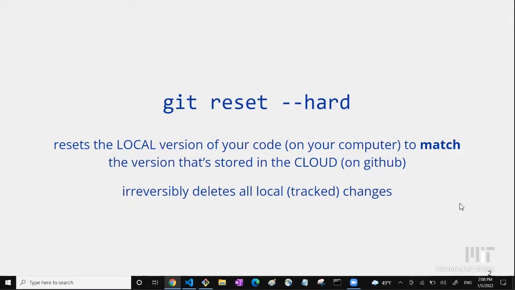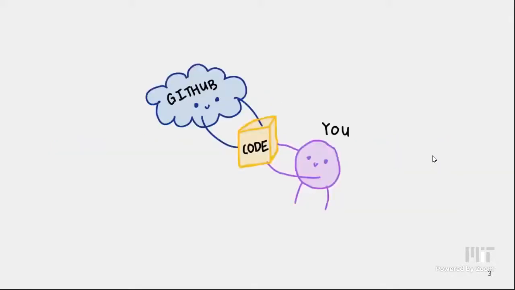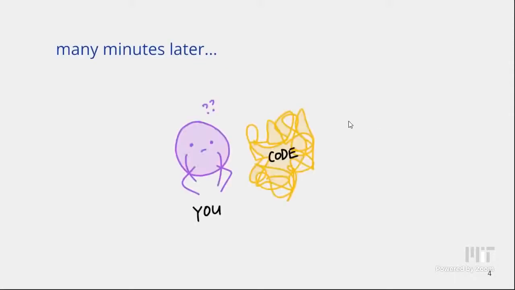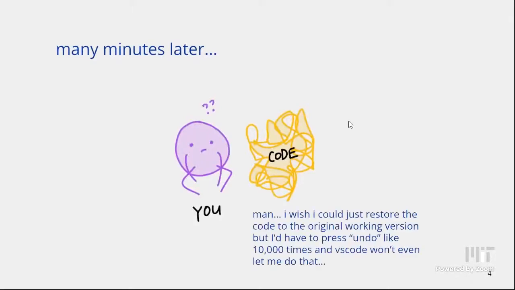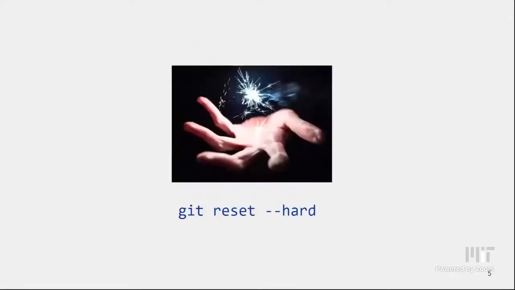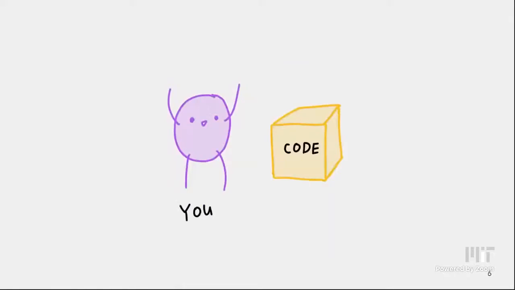So next slide. Basically, you're just taking code from GitHub, like GitHub is passing code to you. And then after a while, you've been using it for a really long time and you actually mess things up and you're really not sure what you want to do now. You might be thinking, I wish I could just restore the code to the original working version, but I'd have to press undo like 1,000 times and VS Code won't let me do that. So the magic here is using git reset --hard. It will just restore the code back to your original version that you got from the cloud.